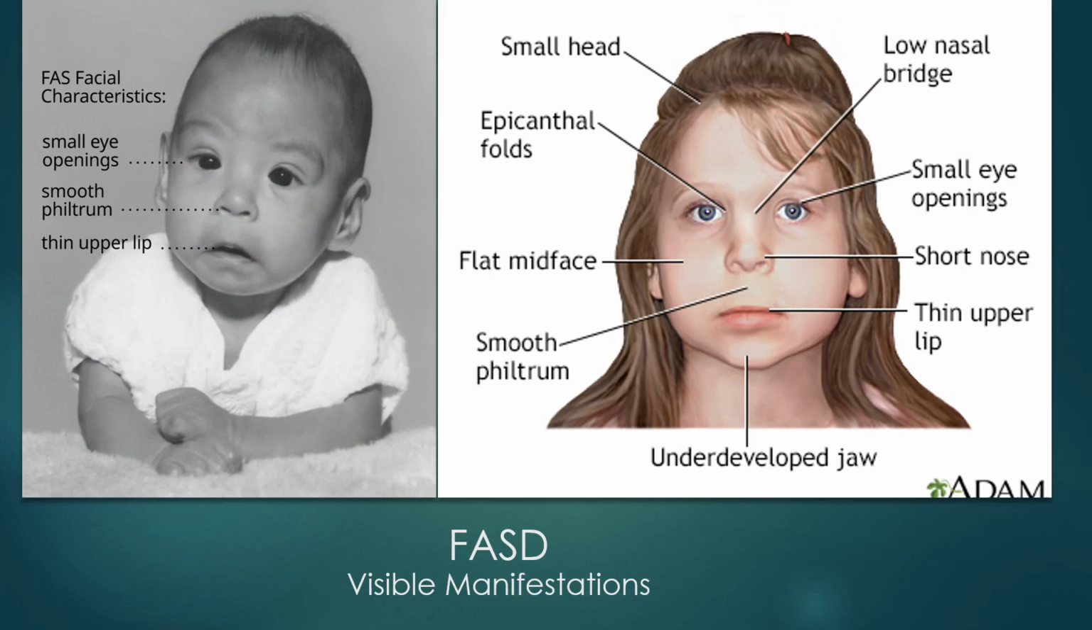palmar creases. They also tend to have a low birth weight, so being that SGA baby at birth, that we talked about at the beginning. And they tend to continue to be less than the 10th percentile during their postnatal growth as well. So these babies just tend to be very small.